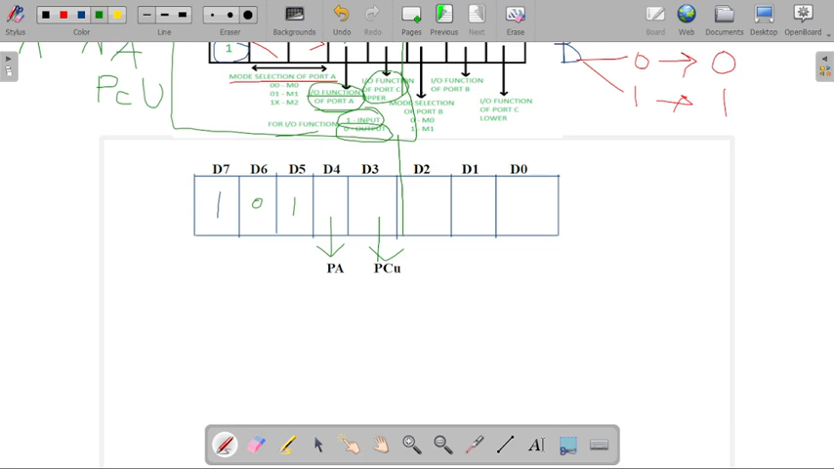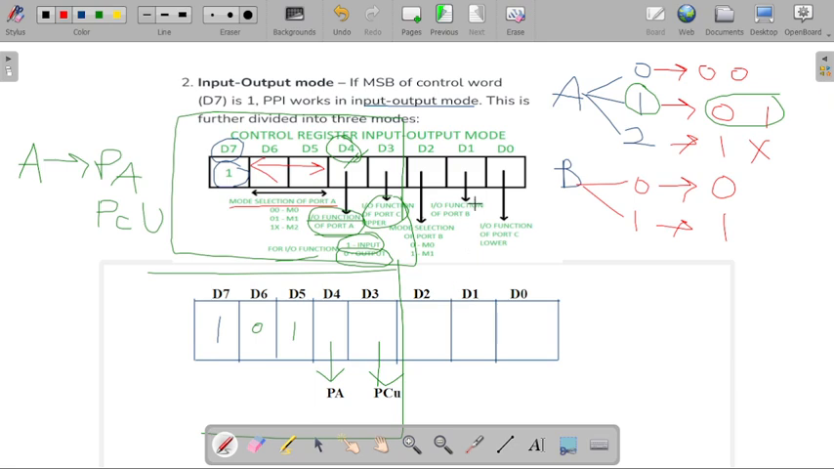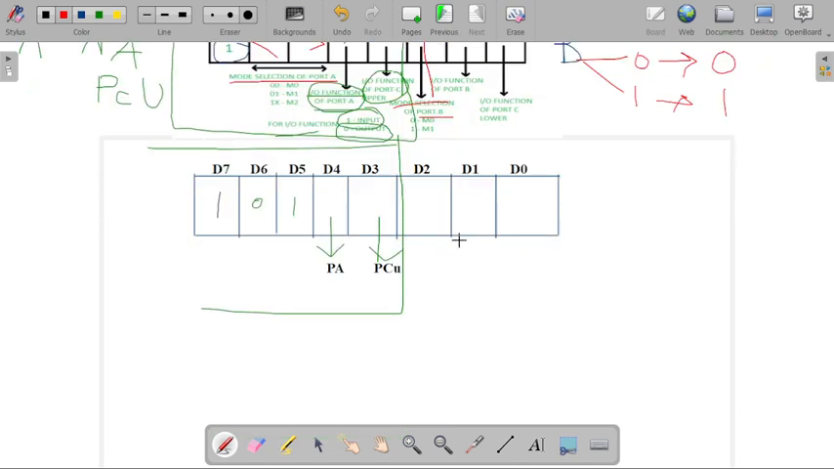Now here we have completed our group A structure. Now we will begin with our group B structure. So in this diagram you can see the first bit, the D2 bit, will be used for the mode selection of our port B structure, and there are two modes, 0 and 1. So this bit will be used for mode.